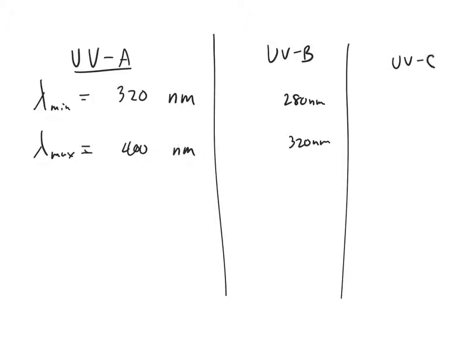And then finally, UVC is 100 to 280? 280 to 100. Oh, I'm going min to max, though. Oh, yeah. Right? Why would I switch them? So each of these has a minimum wavelength and a maximum wavelength. And the question says, find the range of frequency for UVB. Well, UVB has a min wavelength there and a max wavelength there.